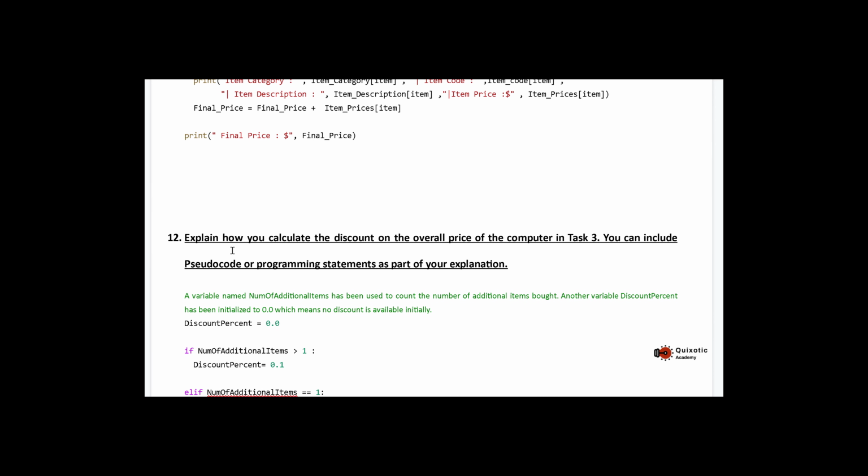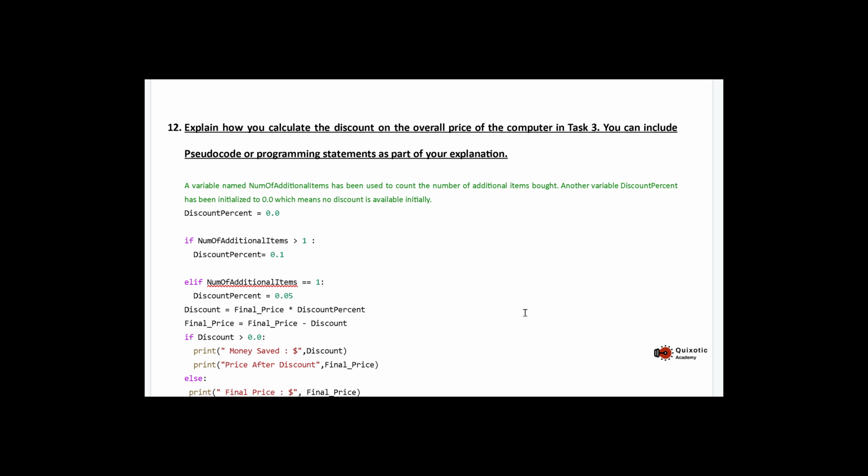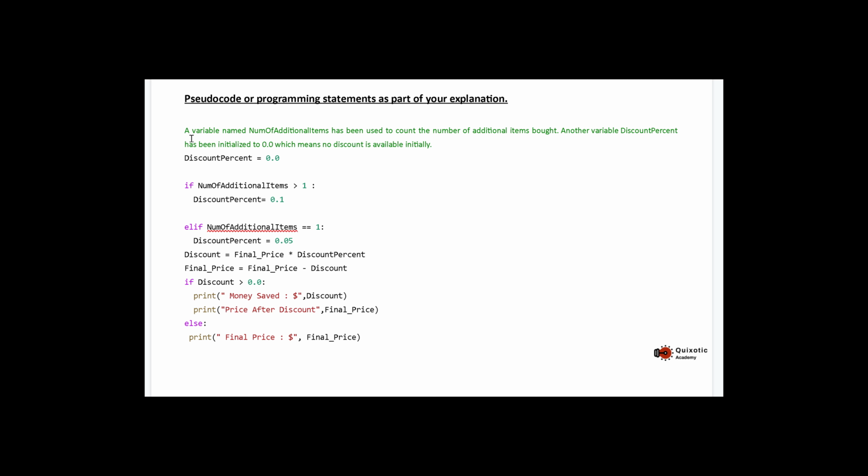Okay, next question is: explain how you calculate the discount on the overall price of the computer in task 3. You can include pseudocode or programming statements as part of your explanation. So here you can copy the pseudocode or code, then you can write a few explanations, like a variable named number of additional items has been used to count the number of additional items bought. I'm mentioning this variable here because it was already in use and it already contains the number of additional items bought. And another variable, discount percent, has been initialized to 0.0, which means no discount is available initially.